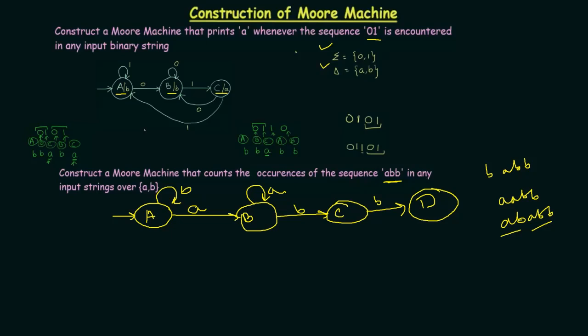Okay, so it doesn't matter how you are getting the ABB. So even if you are coming from A, you are going to get ABB. Even if you are going to have AABB, in that case also it is going to get accepted. Okay, but now for the next two cases it gets complicated. Now you have to look at that particular sequence of ABB.